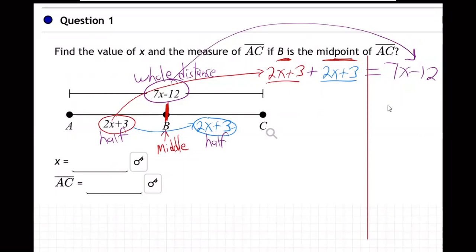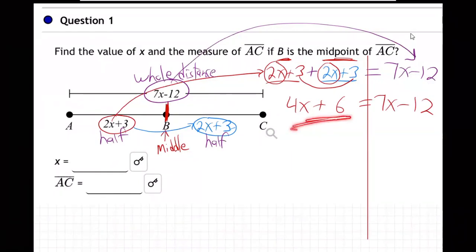So I'm going to start by combining like terms. So 2x and 2x is 4x, and 3 and 3 is 6. Just combine like terms there. Now, this is a little more tricky. How do you solve an equation that has x's on opposite sides like this? You subtract. Yeah, good job.